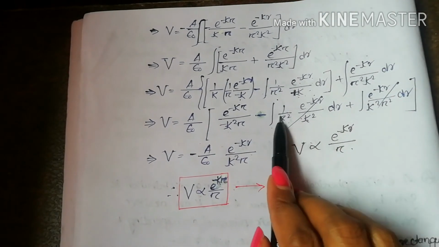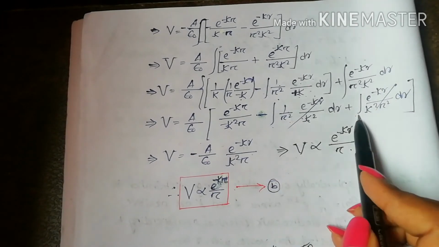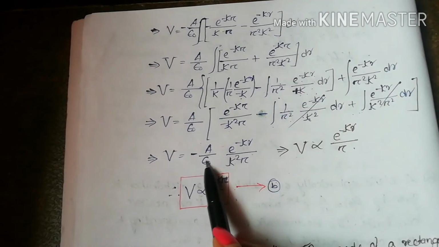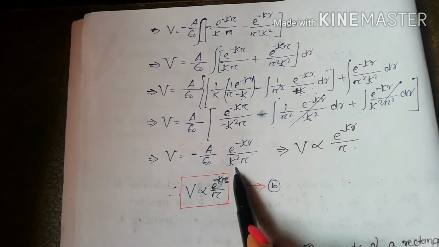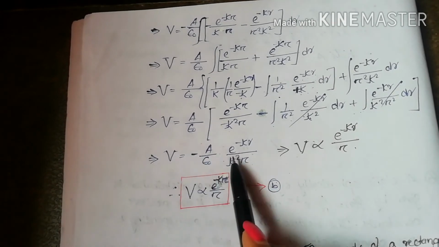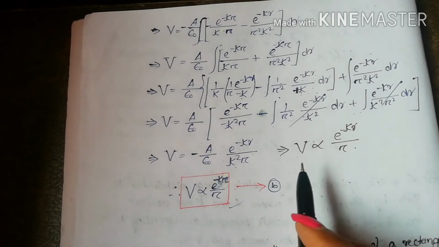If you see, we don't have to integrate here. Of these two terms, one is negative and one is positive, and both terms are the same, so they will get cancelled. We will have V equal to minus a by epsilon naught e to the power minus kr by k square r. So V is proportional to e to the power minus kr by r. So the correct option is option B.